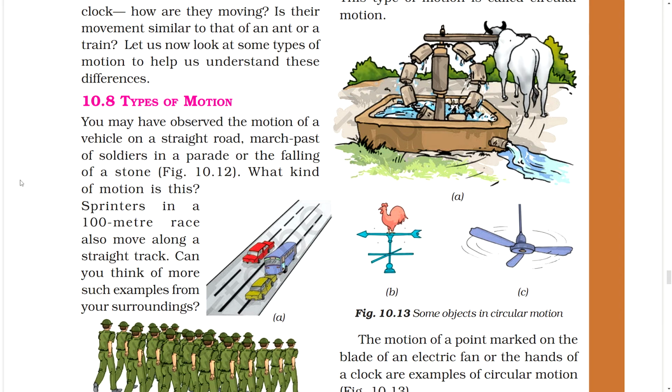10.8 Types of motion. You may have observed the motion of a vehicle on a straight road, march past of soldiers in a parade, or the falling of a stone. What kind of motion is this? Sprinters in a 100-meter race also move along a straight track. Can you think of more such examples from your surroundings?